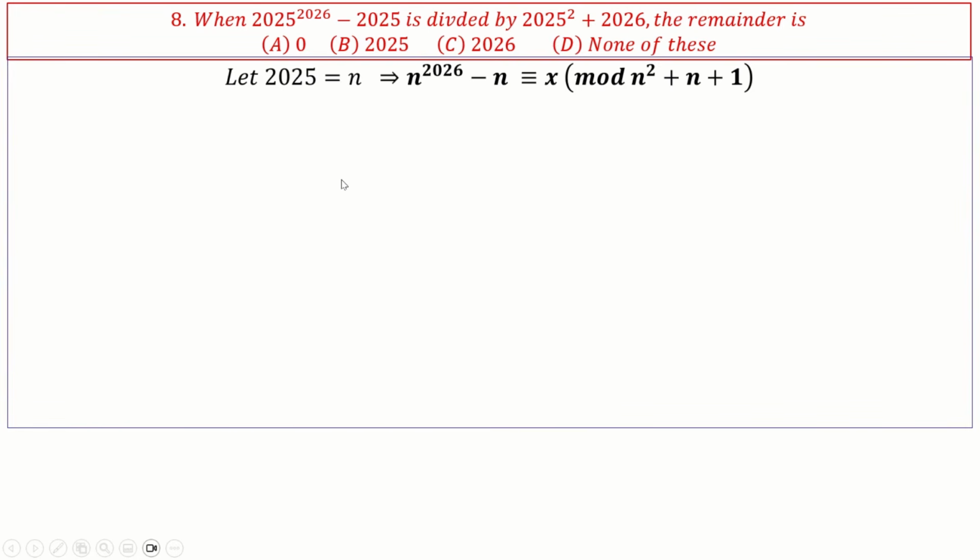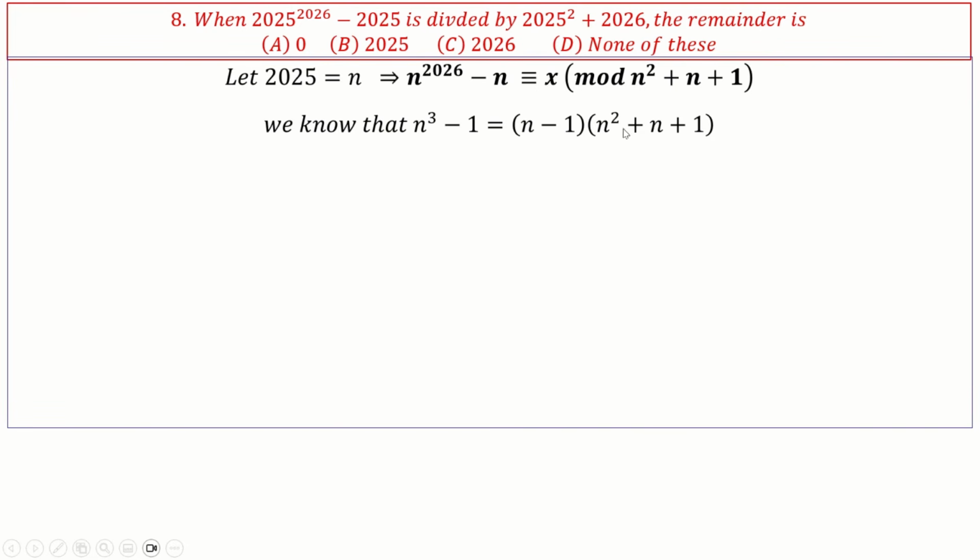This is very important. When you keep solving more and more problems, you will understand the importance of n squared plus n plus 1. So n cubed minus 1 is nothing but n minus 1 into n squared plus n plus 1. This is a very important formula to remember in these powers. a cubed minus b cubed is a minus b into a squared plus ab plus b squared.